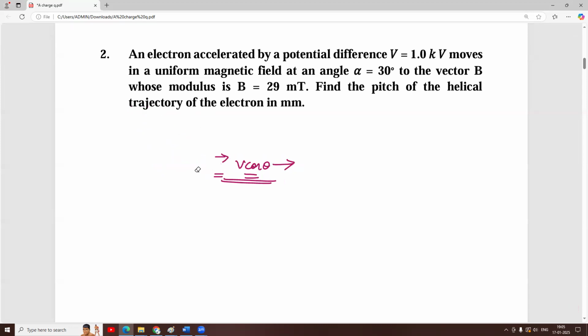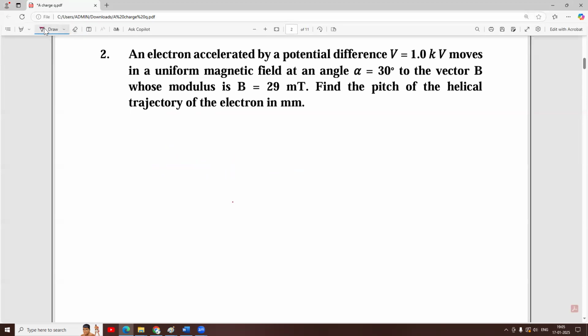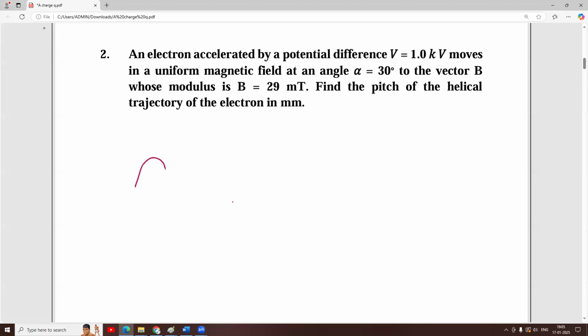Now, what do you mean by pitch of the helix? The distance traveled along the direction of the magnetic field in a time of 1 period, that is pitch. So if this is the helical path of a charged particle moving at some angle to the magnetic field, by the time it completes one full rotation, 1 period will be over, and by that time it won't be rotating at the same position. It will be moving a little bit forward like this. So this is pitch x.